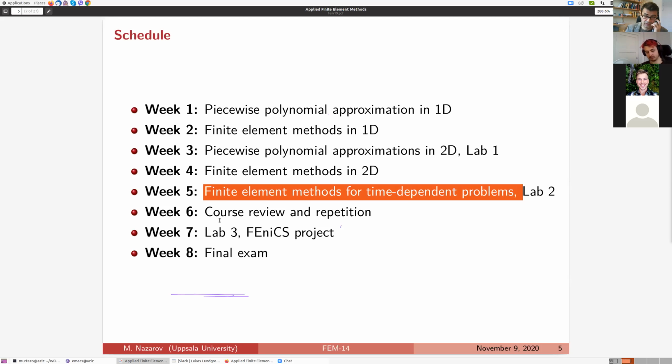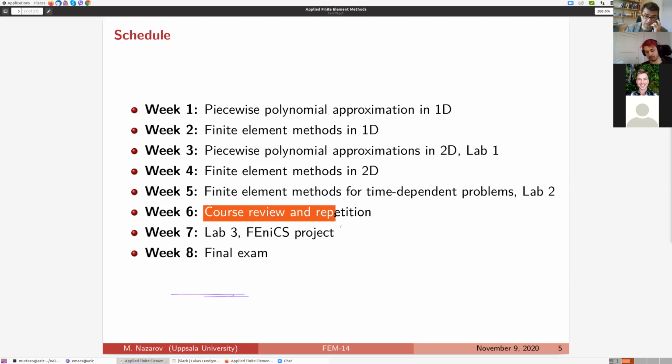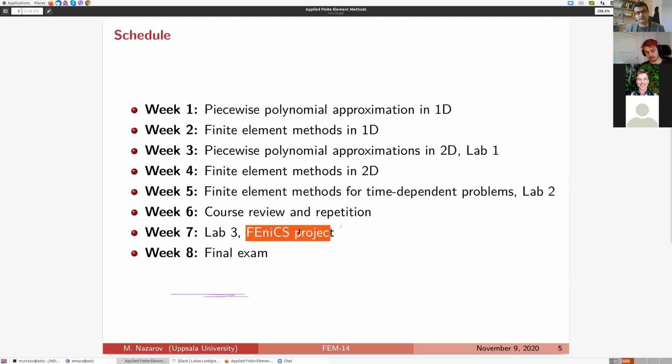Then we do some course review and repetition. In the last part of the project, we use something called the FEniCS project. It is open source finite element software, and it is freely available. We're going to have 1 lab on the FEniCS project. The third part of the project uses this FEniCS. I will also come back to it in a minute. So we have the final exam. It will be in January. I think it is going to be the second week of January.